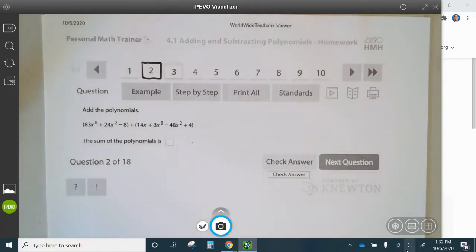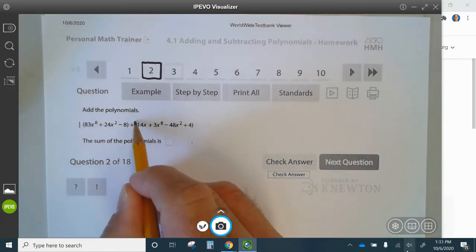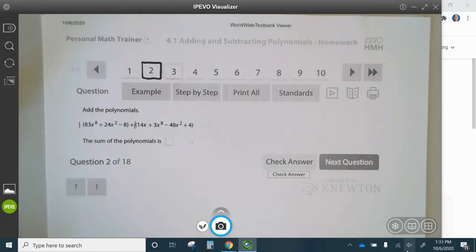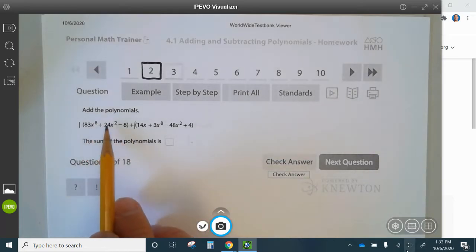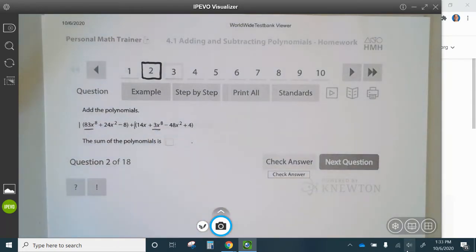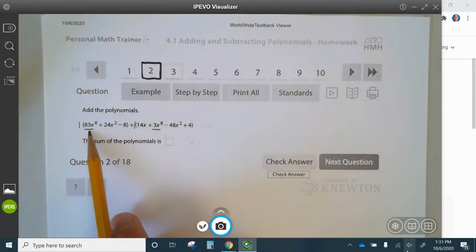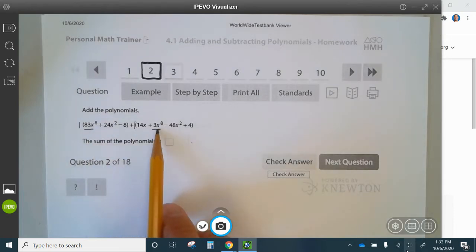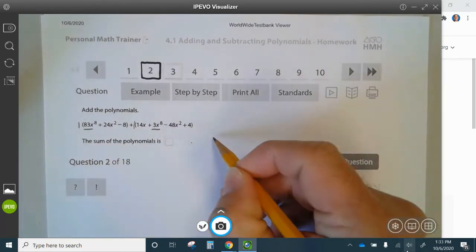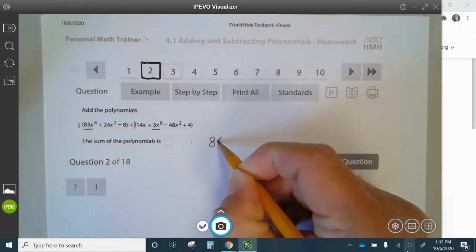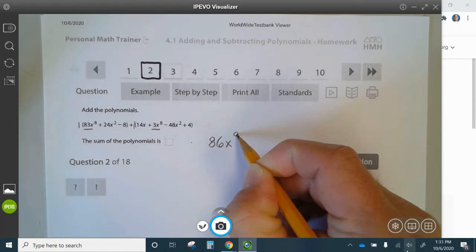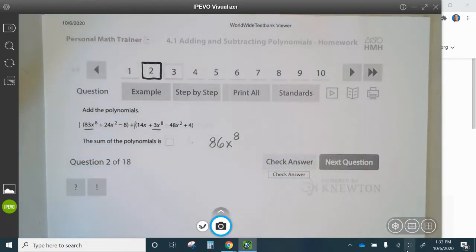All right, let's take a look at question number 2. Okay, add the polynomials. First things first, we put a 1 in front of the parentheses, and when you multiply by 1, basically it's itself, so you can ignore the parentheses. Now we just look at combining terms. Let's find all the x to the 8. So that's this and this. So we have 83 plus 3x to the 8th, which is 86x to the 8th. Okay, so we're done with that.